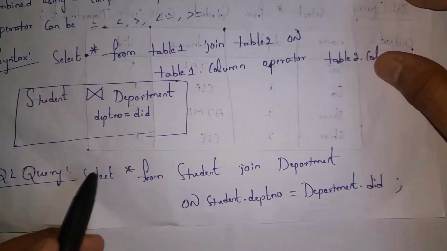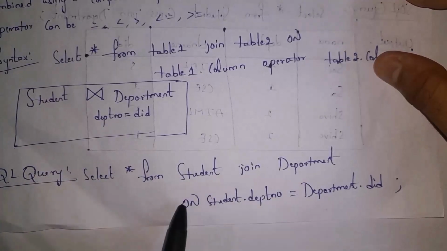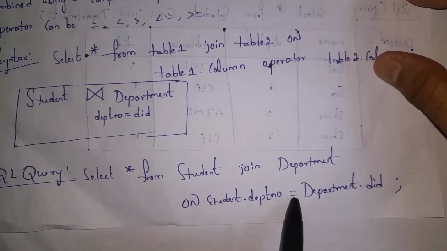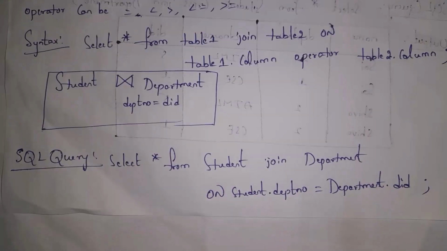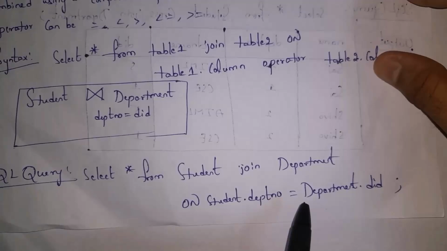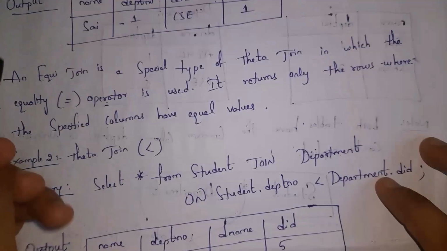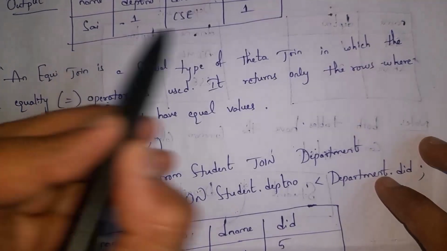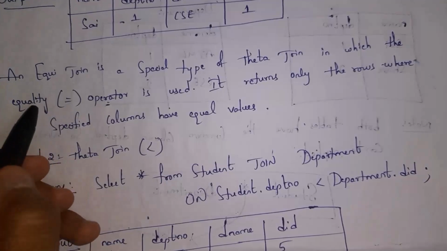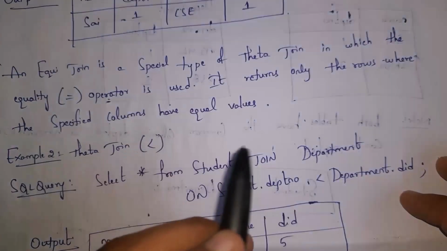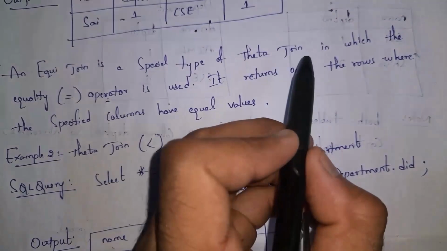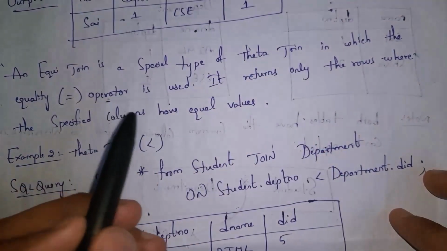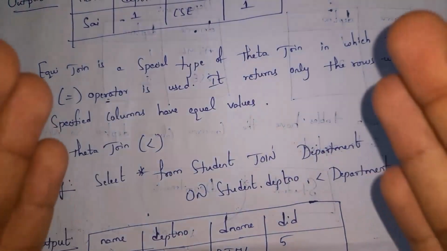Select star from student join department on student.department number is equal to department.DID, which is an equi join. So whenever you get an equi join question, you can also write this example. An equi join is a special type of theta join in which the equality operator, that is nothing but is equal to, is used. It returns only rows from two tables where specific columns have equal values. If in two columns there is a match, then those values are included.